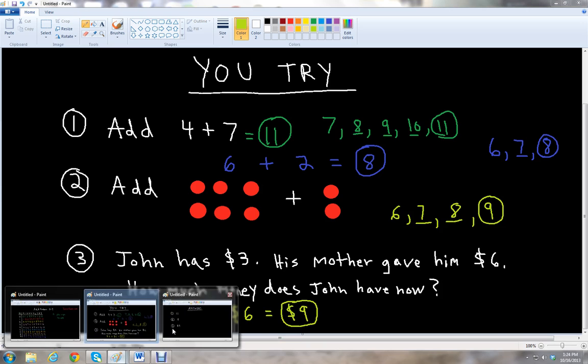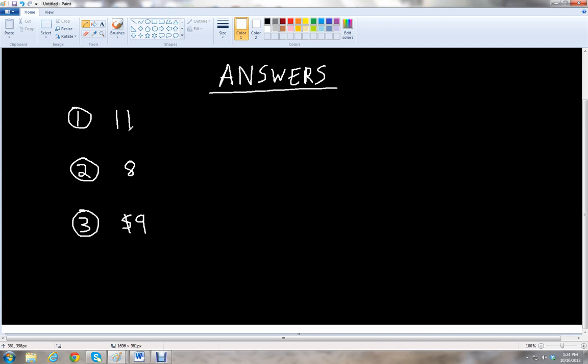Okay, so let's check the answers here. We got 11. 4 plus 7 was 11. And then we had 8 red dots total. And then John has $9 altogether.